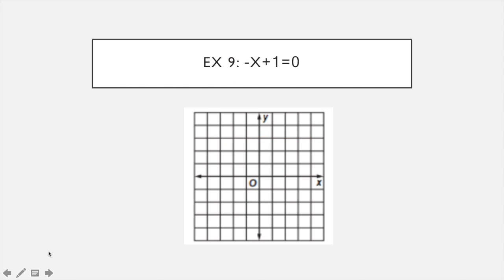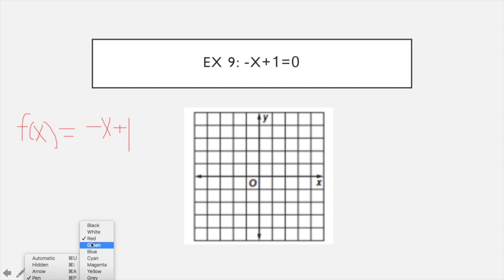Okay, 9th example. It's solved for 0, so that helps. We want to then change the 0 to f of x. So rewriting this, I will have f of x. That's when I replace. It's equal to negative x plus 1. Now, we have that whole thing. We know we can graph this. And what do I know about these values? Well, I know the number in front of x is my slope. And I know the number added at the end is my y-intercept.